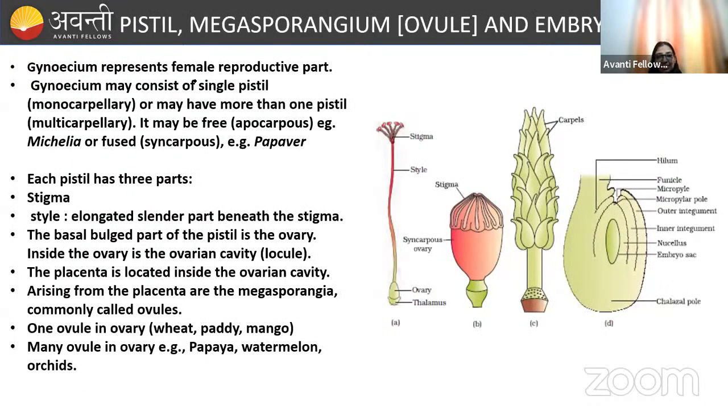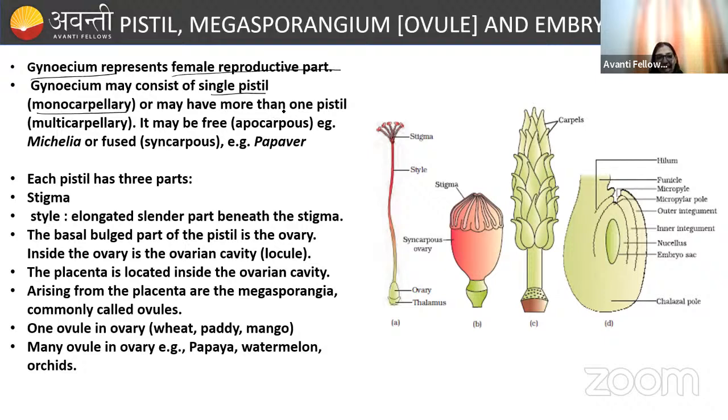Next, we are going to discuss the pistil, megasporangium, and the embryo sac. First, we are going to discuss the gynoecium. Gynoecium is the female reproductive part. If the gynoecium consists of a single pistil or single carpel, then it is known as monocarpellary. Mono means one, carpellary means carpel.